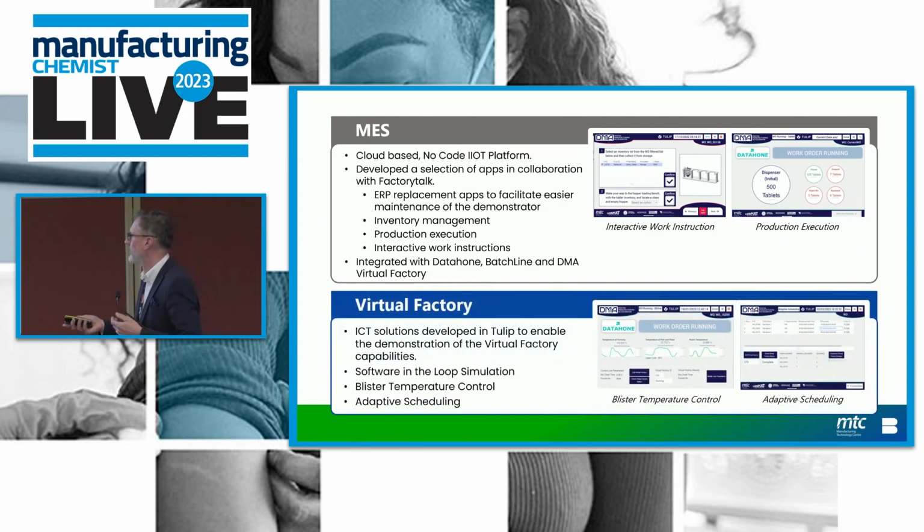And then connecting to the virtual factory, we can do things like vary the temperature control and see what impact that has on the line and the quality of the line. And we can send the production schedule to the virtual factory and ask it to change the conditions and then send a new schedule back to the line, and that can happen automatically and change the production schedule.